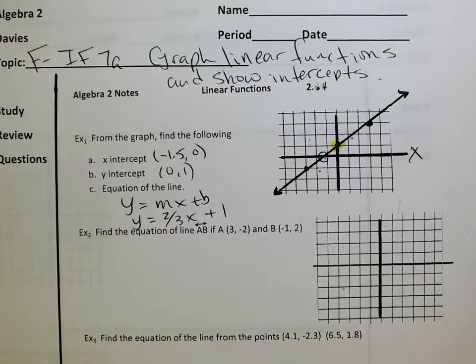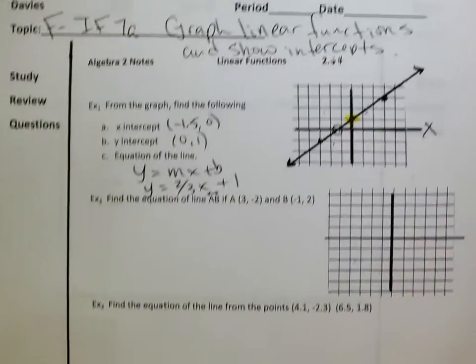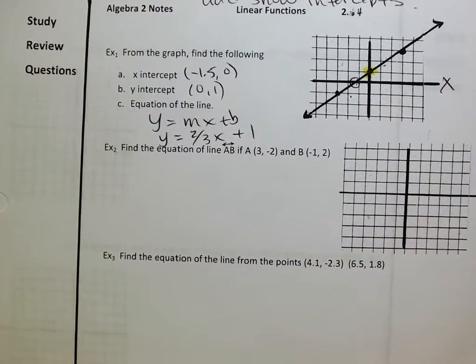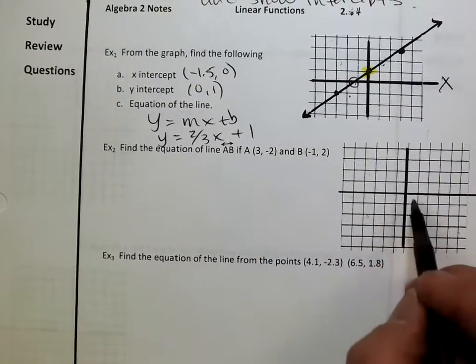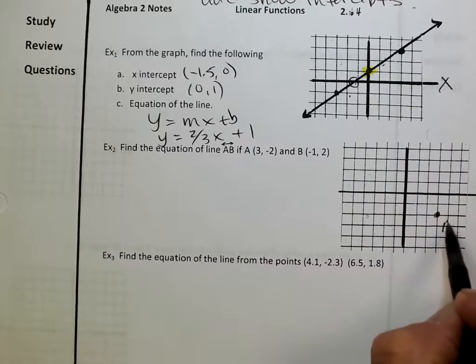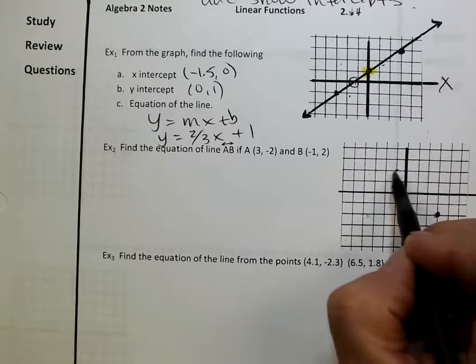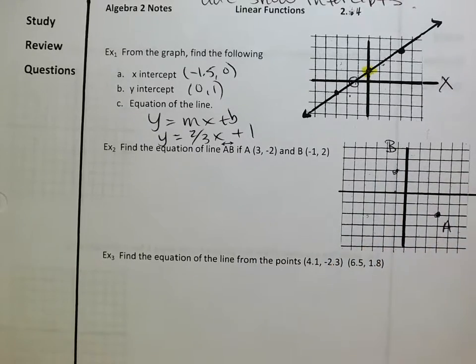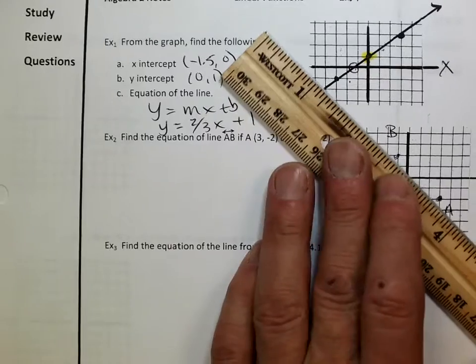We've done this. This is just a review, stuff you know. That's pretty easy. Okay, now example 2. Find the equation of the line if a equals 3, -2. 1, 2, 3, 1, 2. There's a. And b is -1, 2. And there's b, right? We should go ahead and connect the points.